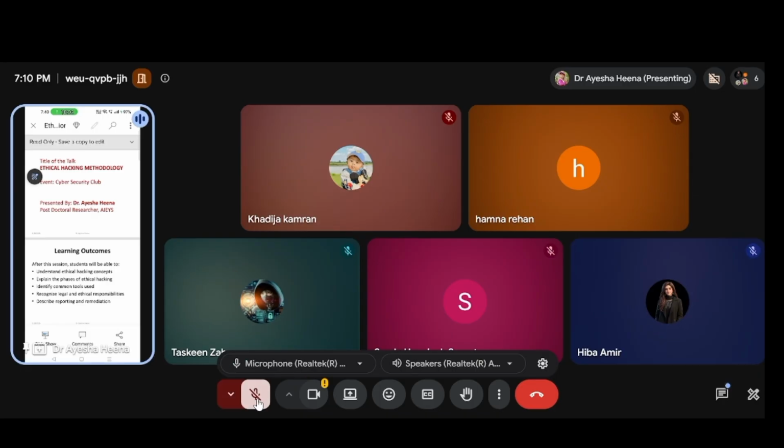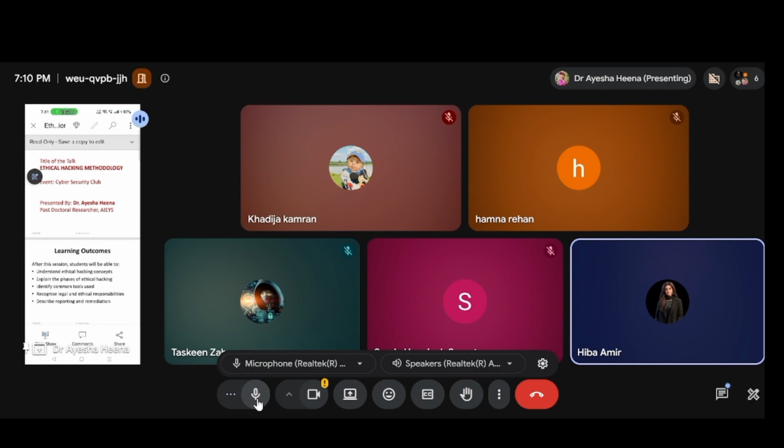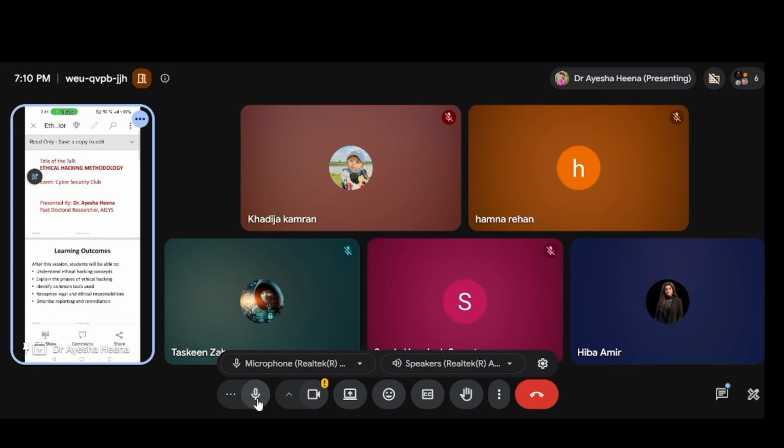Is the screen visible, Hiba? Yes, ma'am, it is. I am actually on mobile phone somewhere outside, so I hope the screen is visible. Yes, ma'am, it is visible. Okay. You can continue. Start.